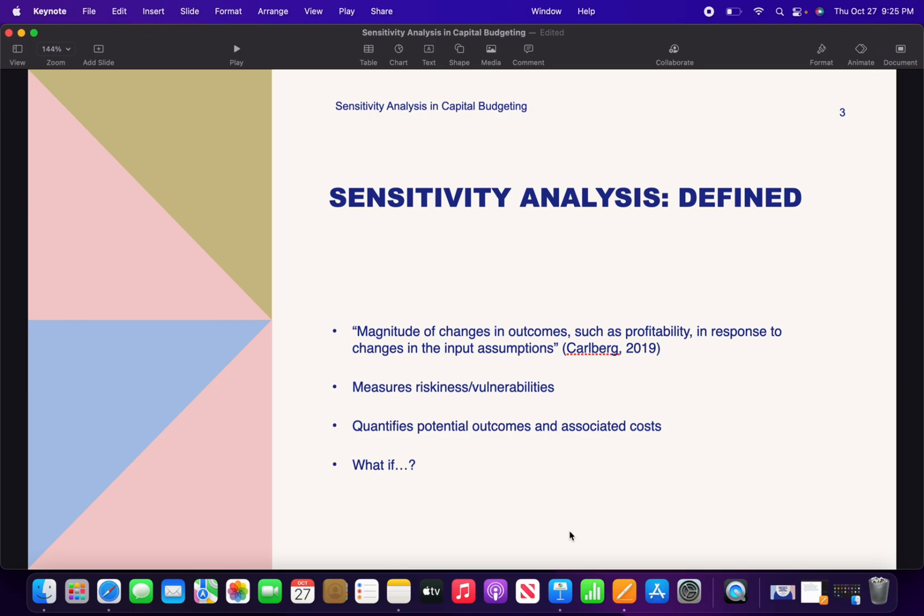Sensitivity analysis is a tool that businesses use to measure the risk and vulnerabilities of projects. This analysis helps managers better understand potential outcomes because it's a process that quantifies those outcomes, which helps companies look at how they can make a profit, how they might lose money, or even break even. It's like asking, well, what if this happens? Or what if that happens? It looks at all the various potential outcomes.